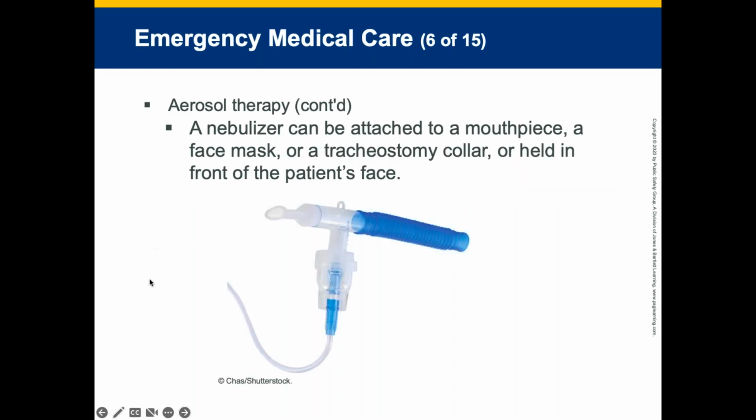This is what it would look like. This is what I call the peace pipe. So this is a nebulizer that can be attached to a mouthpiece and a face mask or a trach collar or held in front of a patient's face. What we want to do is make sure that medication, if you can see my mouse on the screen, is being aerosolized in here.